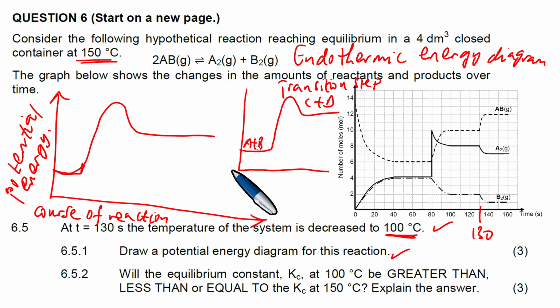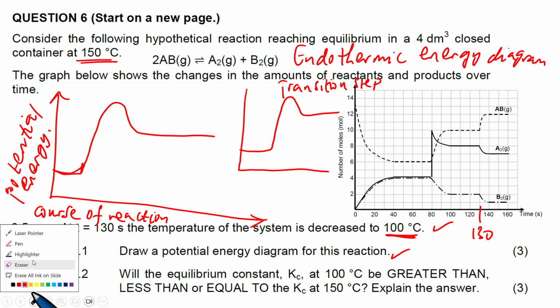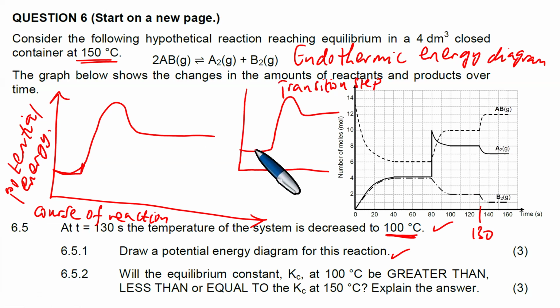Okay, this would be, let me use A. I wanted to use A and B as reactants, but here the reactant is only one. You can just say AB, and the product A2 plus B2. Okay, this is the endothermic potential energy diagram.